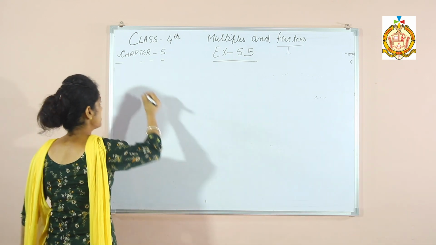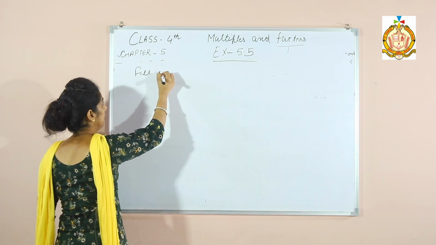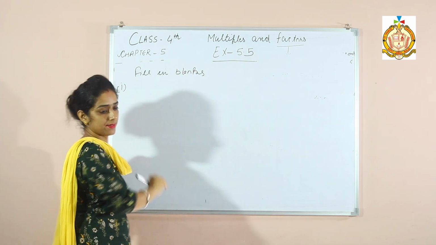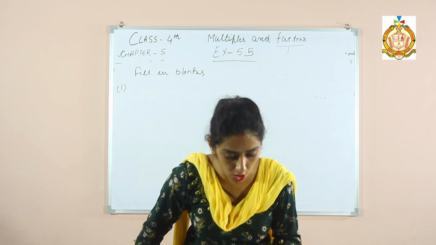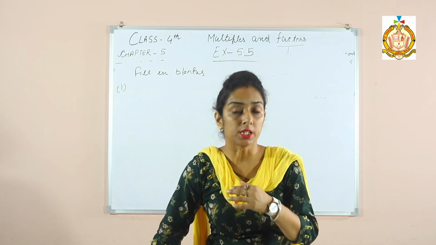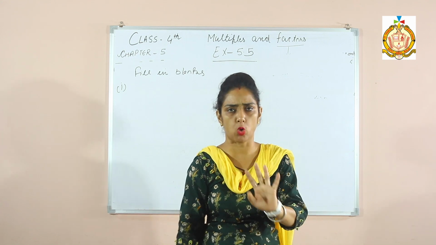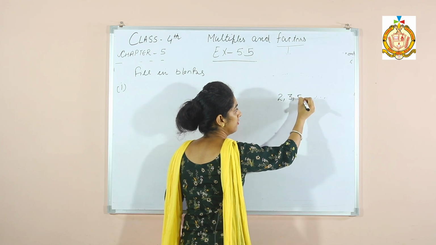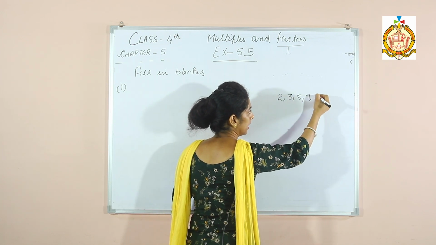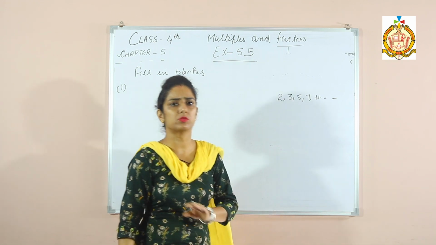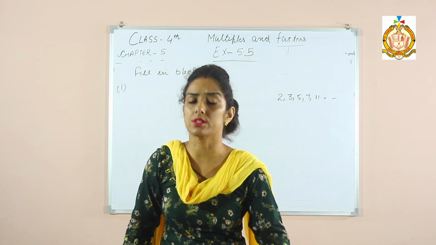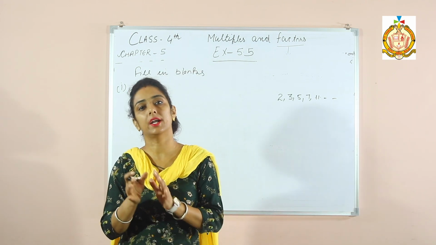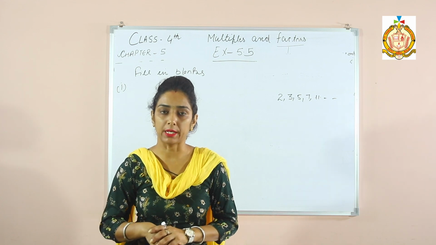Yes students, first is fill in the blanks. I read the blanks, listen carefully. The only even prime number. Now what is a prime number? I write here the prime numbers: 2, 3, 5, 7, 11. You can say a number which does not come in any table is called a prime number, or you can say that a number whose factors are 1 and the number itself is called a prime number.